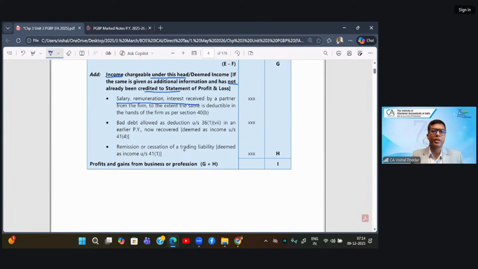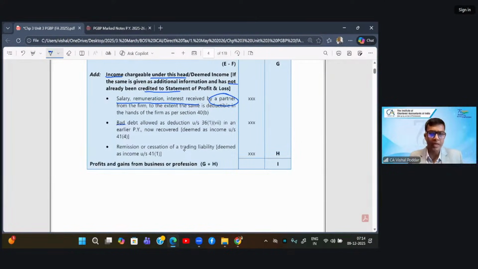Like salary, remuneration, interest payable to a partner by the firm. So whatever partner is drawing from its partnership firm is part of his PGBP income. The only exception is share in profit, because share in profit is exempt in the hands of partner since the partnership firm has already paid tax on that.